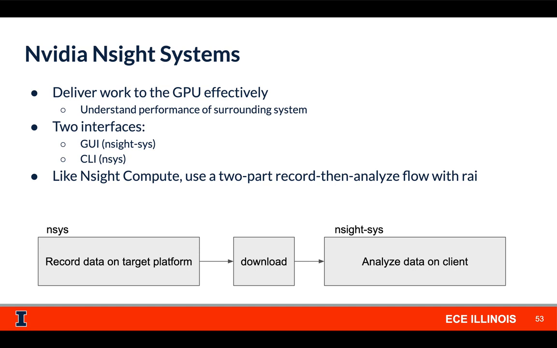It's similar to Nsight Compute in that we have two separate interfaces. There's a command line interface that we can use to record data, and a GUI interface that we can use to analyze. And so, like Nsight Compute, we will use Rye to record the data about some programs, and then use the GUI on our own client system to analyze that data. If you followed along the original instructions, you already have this installed. If you don't, you can consult the slides, which will show you how to install it on your own system or EWS.